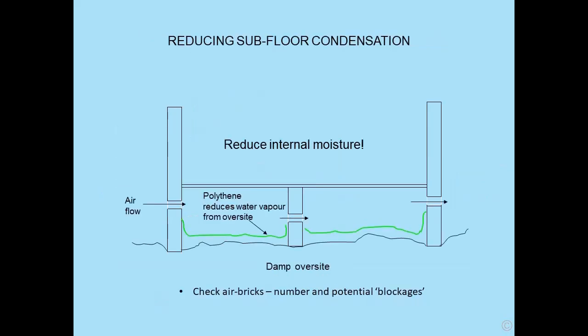We could try, if we have a subfloor condensation problem, putting polythene over the oversite, which is designed to reduce the water vapour evaporating from the oversite. But also it's essential to maintain a good airflow through enough air bricks and make sure they're clear. And very important, reduce internal atmospheric moisture.